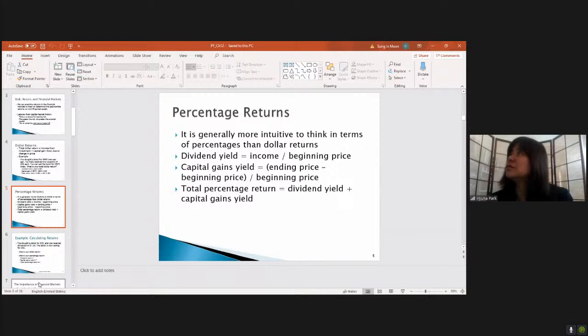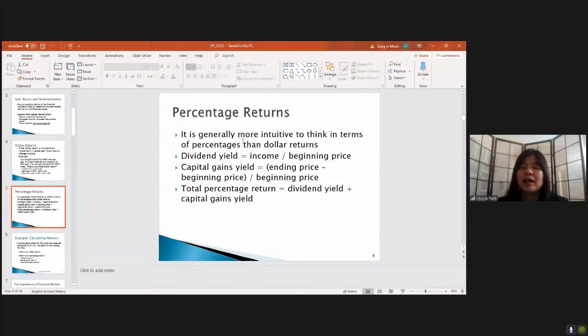It sounds like a good performance, but what if she earned $1 million based on a $100 million investment? That's not great. Only a 1% return. But what if she invested $2 million and earned $1 million? That's impressive, right? That's why we need to calculate percentage returns. In many cases, percentage returns make more sense and may be more useful in many of the analyses we are going to do. So the next step is to calculate percentage returns.